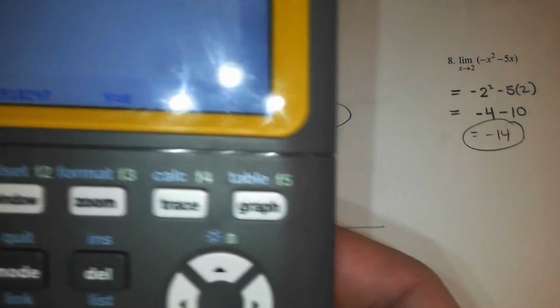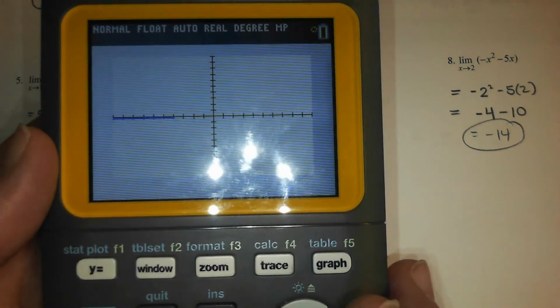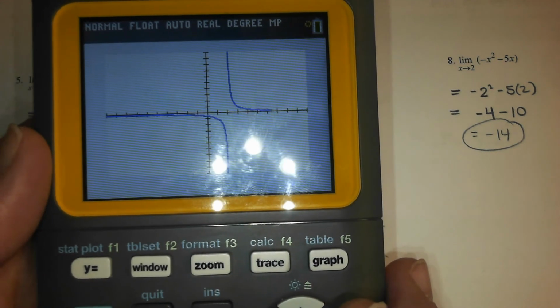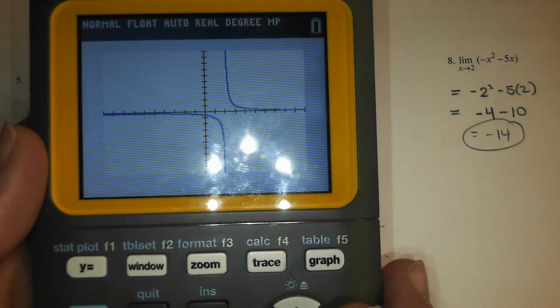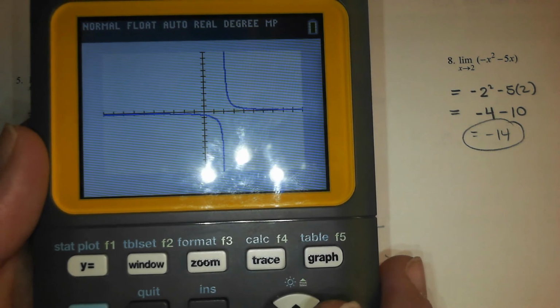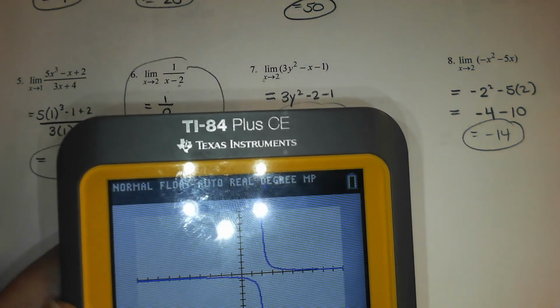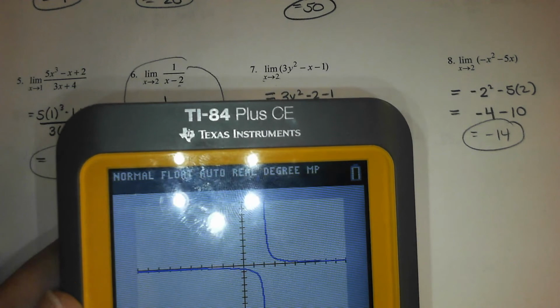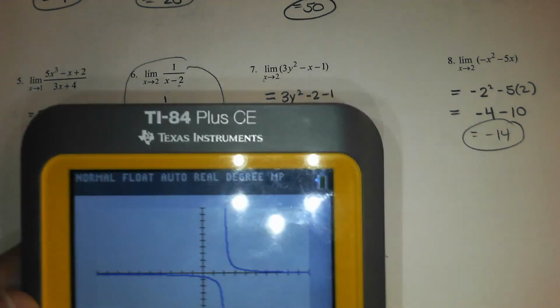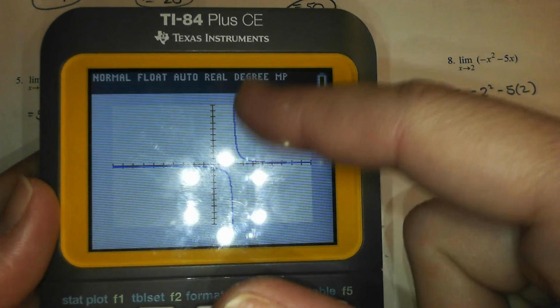This limit is not going to exist for another reason, and I'll show you. 1 divided by x minus 2. What type of a graph is this? Linear? No. Quadratic? No. Starts with an R. Not radical. Radical would have a root. Rational. And rational graphs often have asymptotes, right?